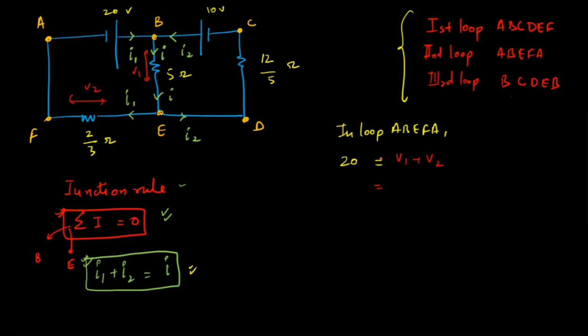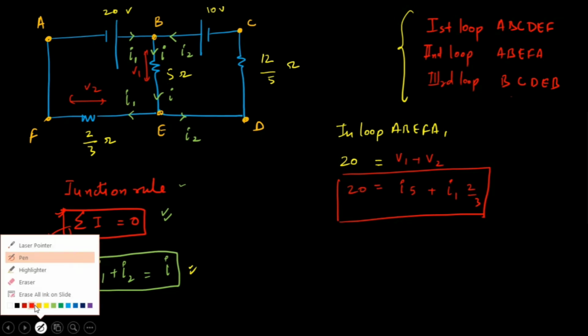Now what is the value of this V1? V1 is going to be I times 5, plus what is the value of V2? V2 is going to be I1 times 2 by 3. So here we got the first equation, which has variables I and I1. Similarly, we'll use another loop.